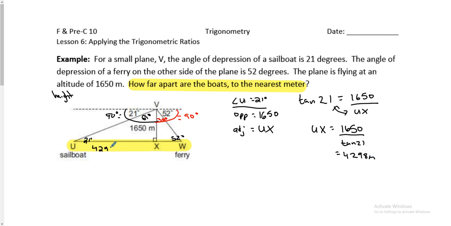This doesn't answer the question yet. We need to find what this value is. So let's look at angle W is equal to 52 degrees. Its opposite is 1,650, and its adjacent is the one that we're looking for. That's XW. So we're going to do tangent again. I'm going to kind of quick step this. This is XW is equal to 1,650 all divided by tan 52.